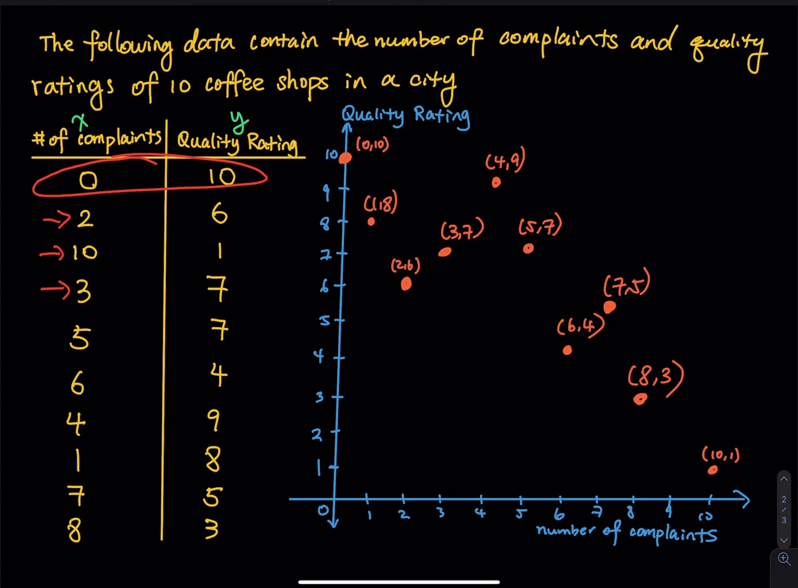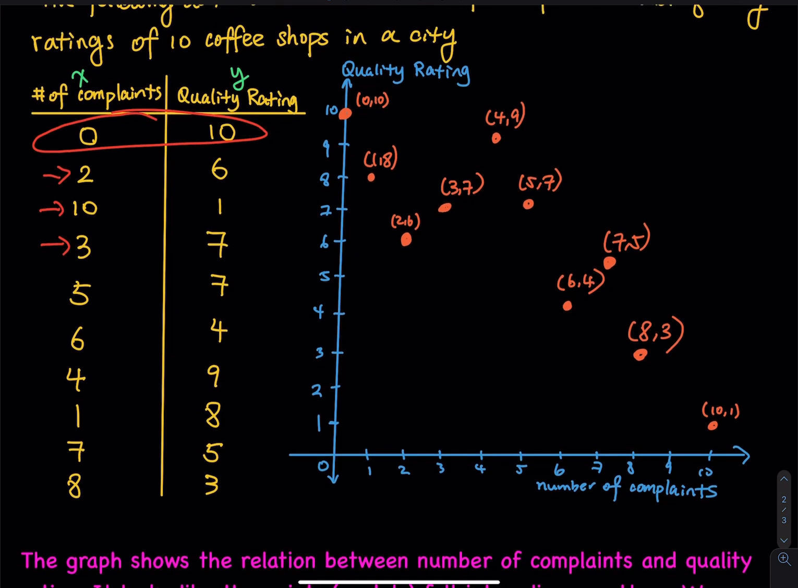So we have 2 variables. The horizontal is number of complaints, and we call this the explanatory variable, or you can call this independent variable. And then the vertical axis, the quality rating, we call that response variable, or you can call that dependent variable. So that means we say the quality of a coffee shop depends on the number of complaints. All right, quality depends on the number of complaints. Y depends on x.